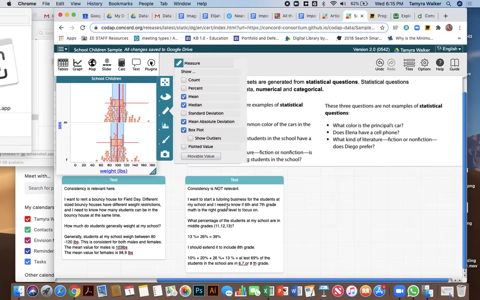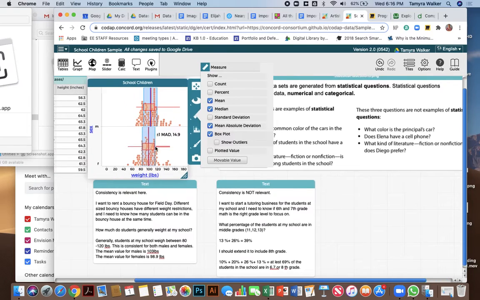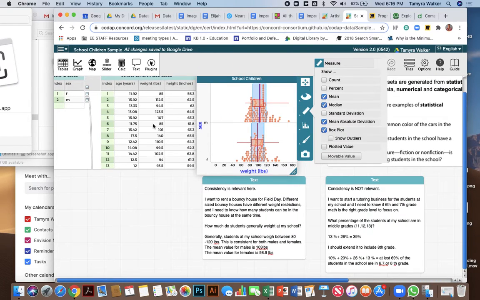I want to start a tutoring business for students at my school, and I need to know if 6th and 7th grade math is the right grade level to focus on. So my statistical question is, what percentage of the students at my school are in middle grades? So the data that I have over here that's going to help me answer that is age. So I'm going to assume that the students that are in the middle grades at my school are 11, 12, or 13 years old. I'm going to use that as an assumption.